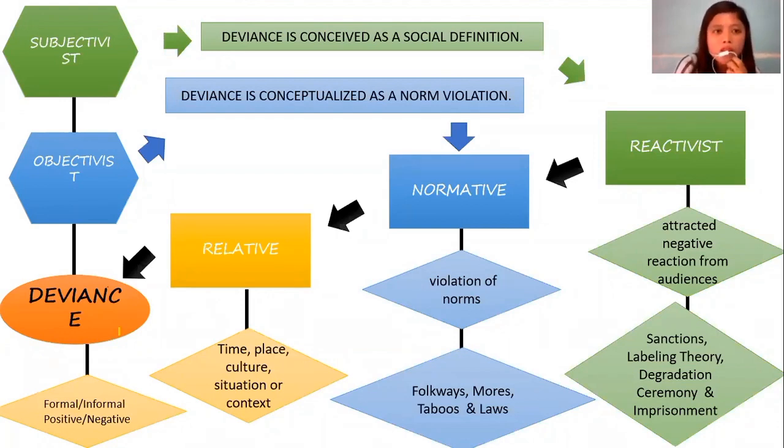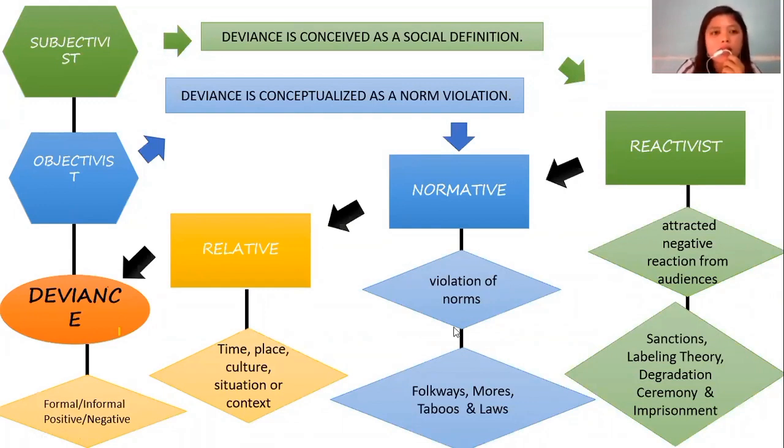And the ultimate means of defining deviance is through the societal reactions coming from audiences. So as you can see in the slide, I put an arrow in the reactivist definition because it is more of explaining deviance through the reactivist approach, while the objectivist approach is more likely defined through the normative definition.